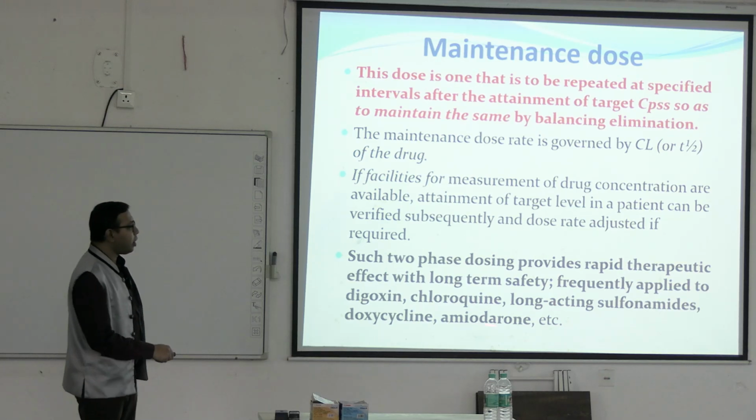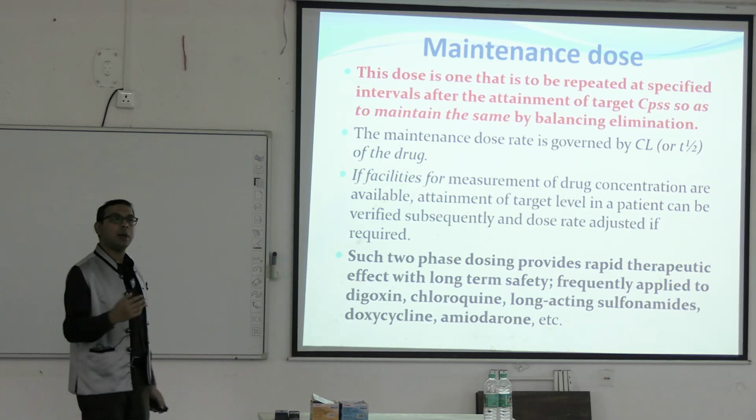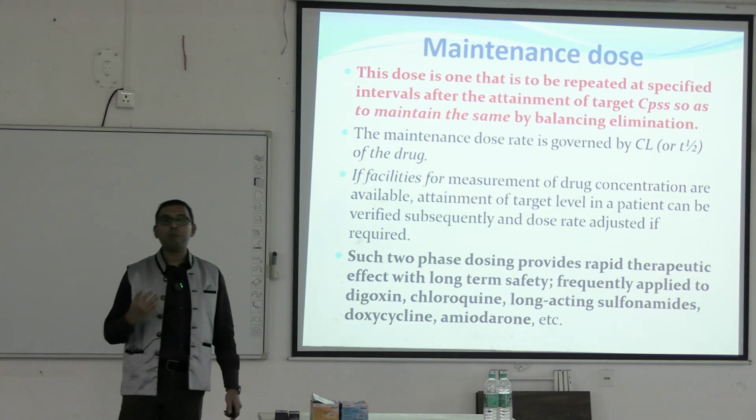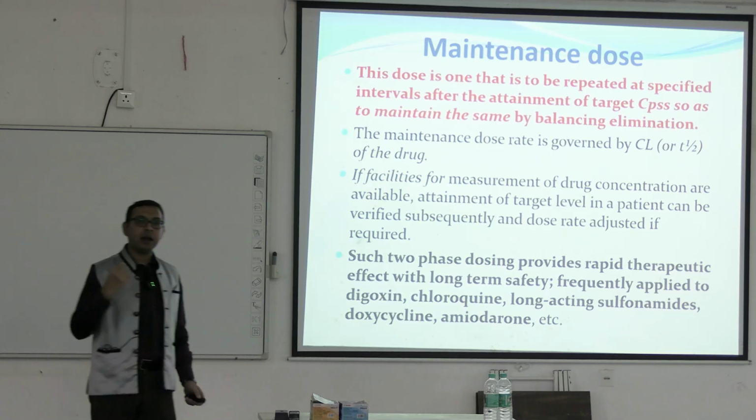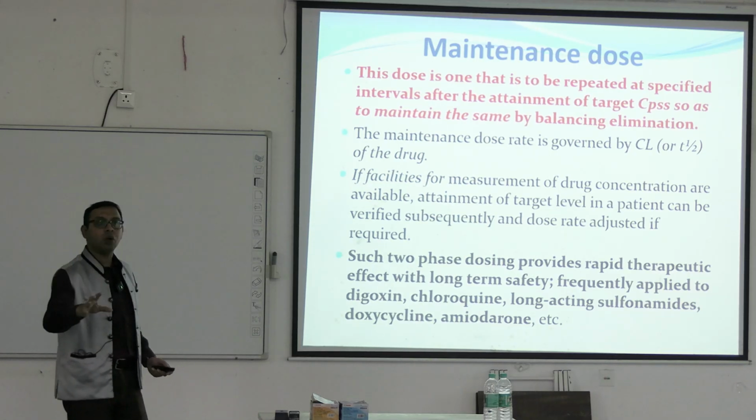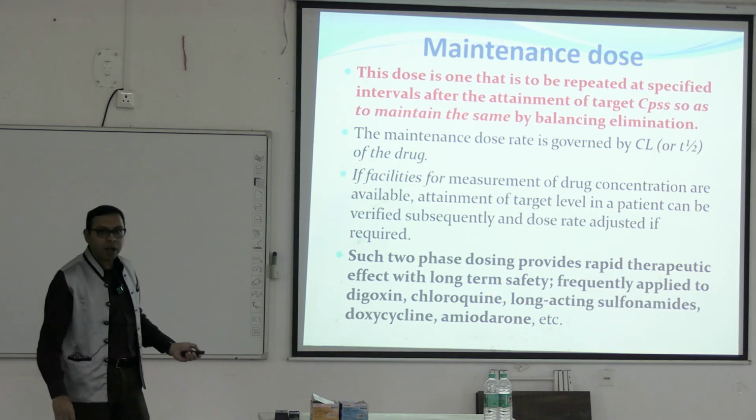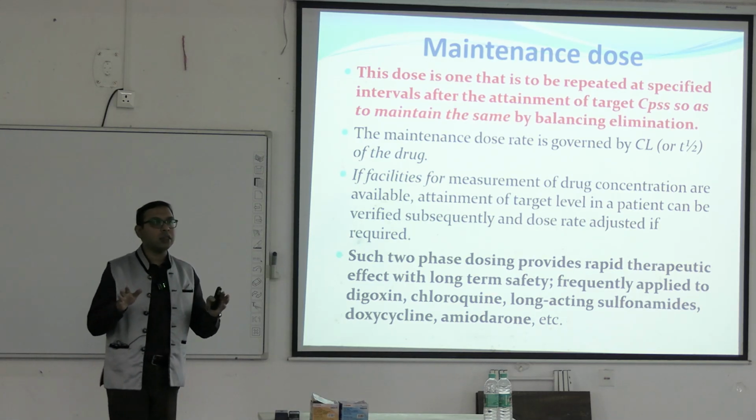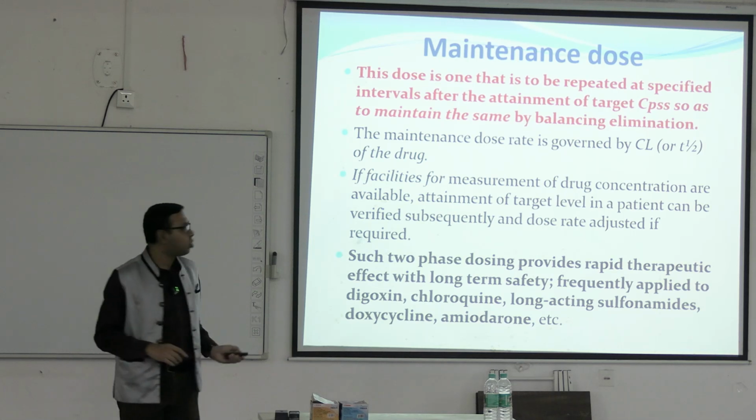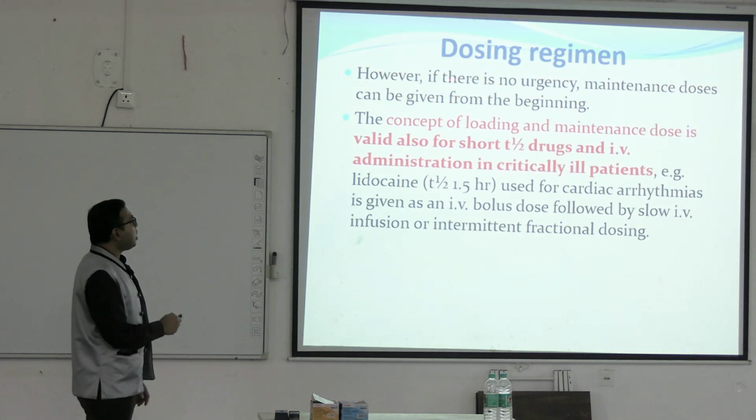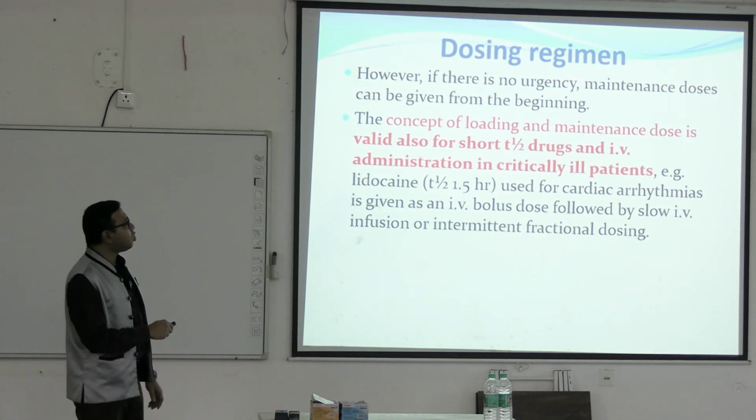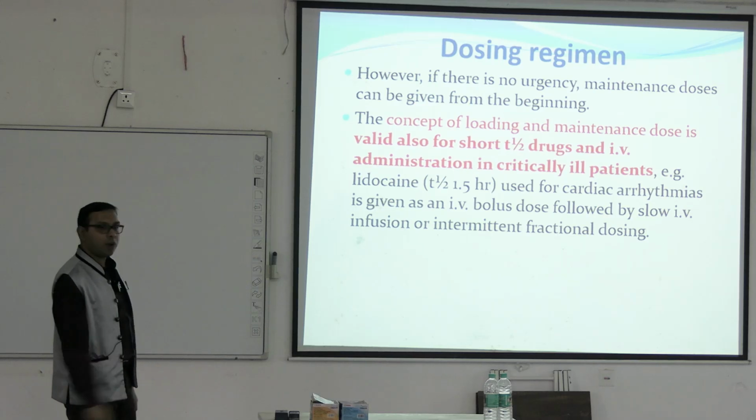Doxycycline is another antibiotic. Amiodarone is also given in some types of arrhythmia, such as supraventricular arrhythmia, SVT. Here, with the amiodarone injection, the first loading dose is given and then the maintenance dose. So remember, for these drugs two-phase dosing is usually given, loading dose and maintenance dose. In the dosing regimen, however, if there is no urgency, maintenance doses can be given from the beginning.